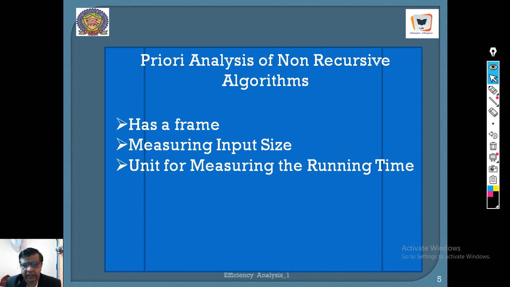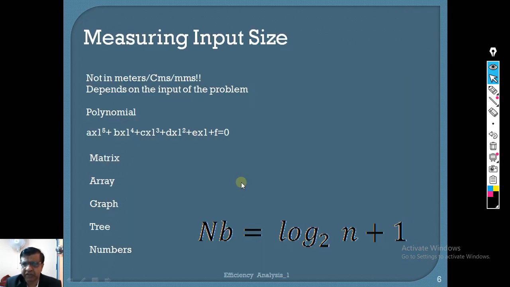This framework for analyzing an algorithm comes with two steps. One, measuring the input size. Two, units for measuring the running time. Measure the input size as the first step and find the unit for measuring the running time. Then it is done. How do you measure the input size? We never bring a tape that is used by a tailor. It is not expressed in meters, centimeters or millimeters either. It depends on the input of the problem. The input size depends upon the problem exactly.